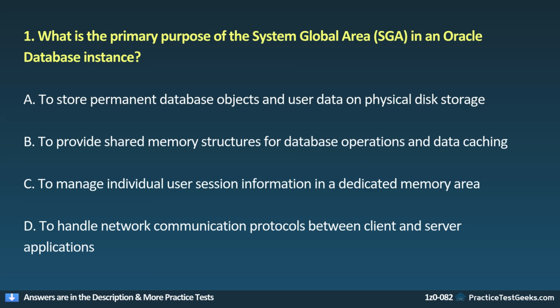1. What is the primary purpose of the System Global Area (SGA) in an Oracle database instance? A. To store permanent database objects and user data on physical disk storage. B. To provide shared memory structures for database operations and data caching.